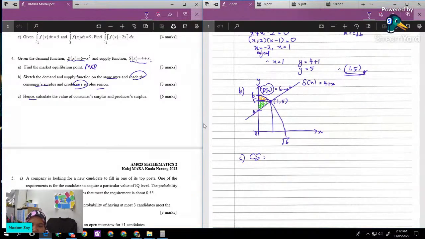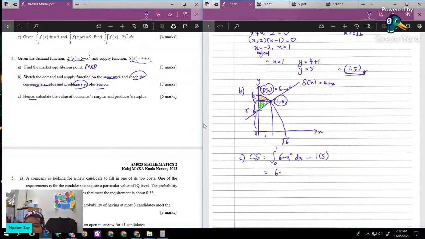So what is the area under the curve? We need to integrate the demand function. So from where to where? From 0 to the x coordinate of the market equilibrium point. So from 0 to 1 of the demand function 6 minus x squared with respect to x, and then minus this rectangle kat bawah ni. So what is this rectangle? We have 5 and 1 as the width and the length. So darabkan 1 dengan 5, which is the market equilibrium point punya nilai lah sebenarnya. Okay, so kita akan dapat apa?